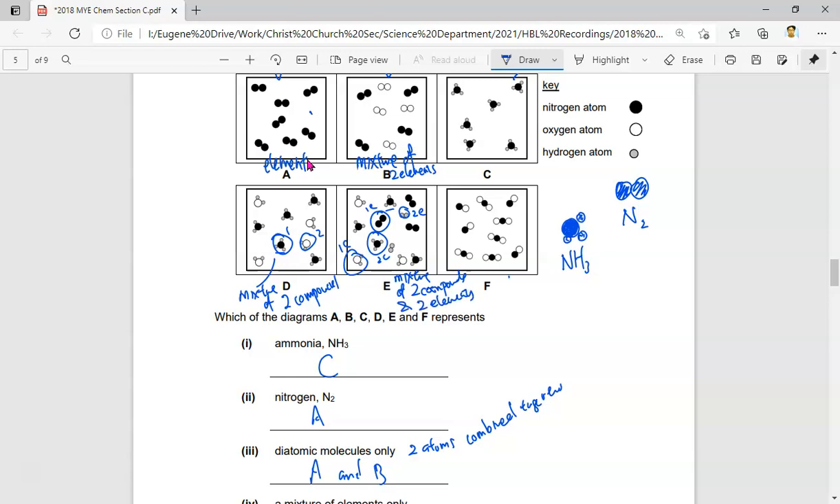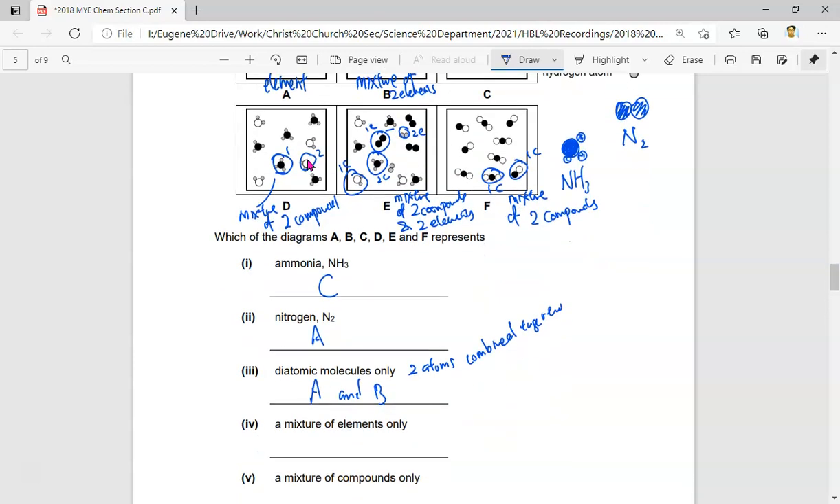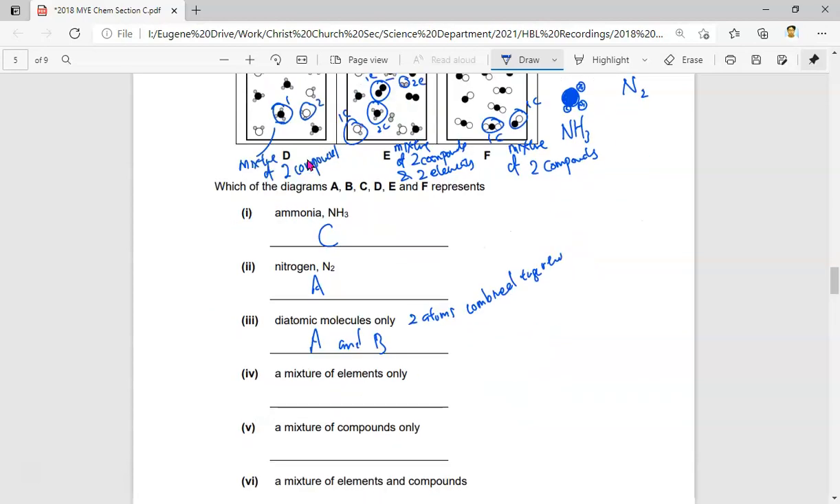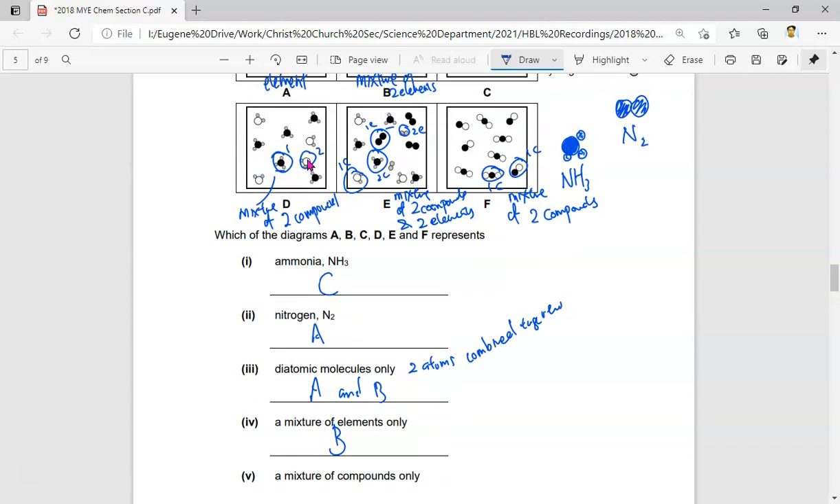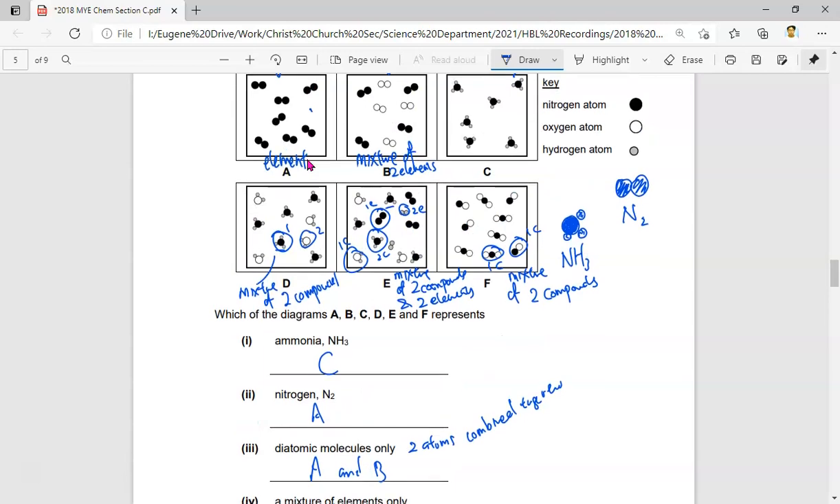Last one, F. F is actually a mixture. Mixture of what? One of the compounds, this is another compound. So this is actually a mixture of 2 compounds. So part 4, I want a mixture of elements only. Which one consists of a mixture of elements only? Answer will be B. Which is a mixture of compounds only. So if you look at what I've written all here, the answer will actually be D and F.